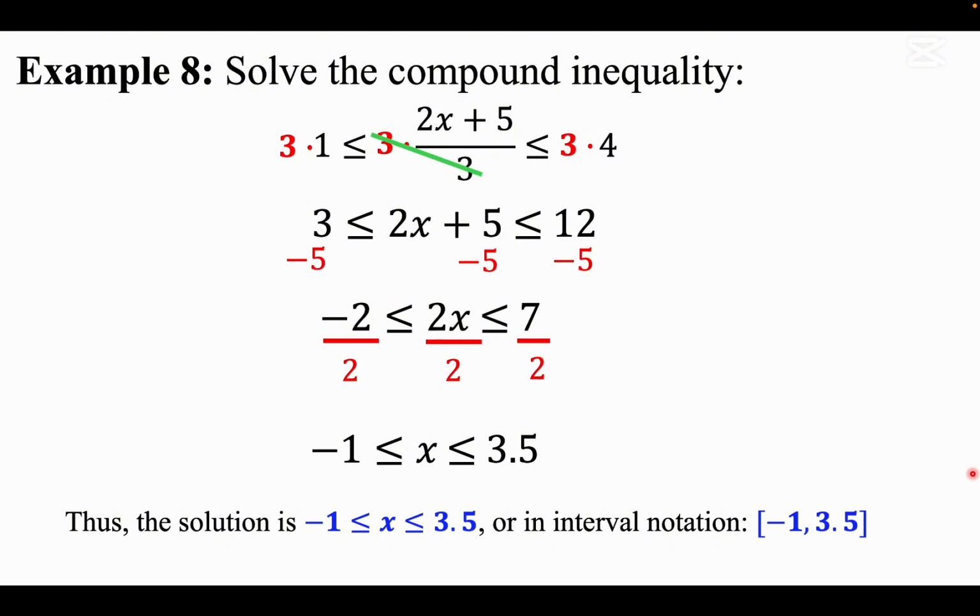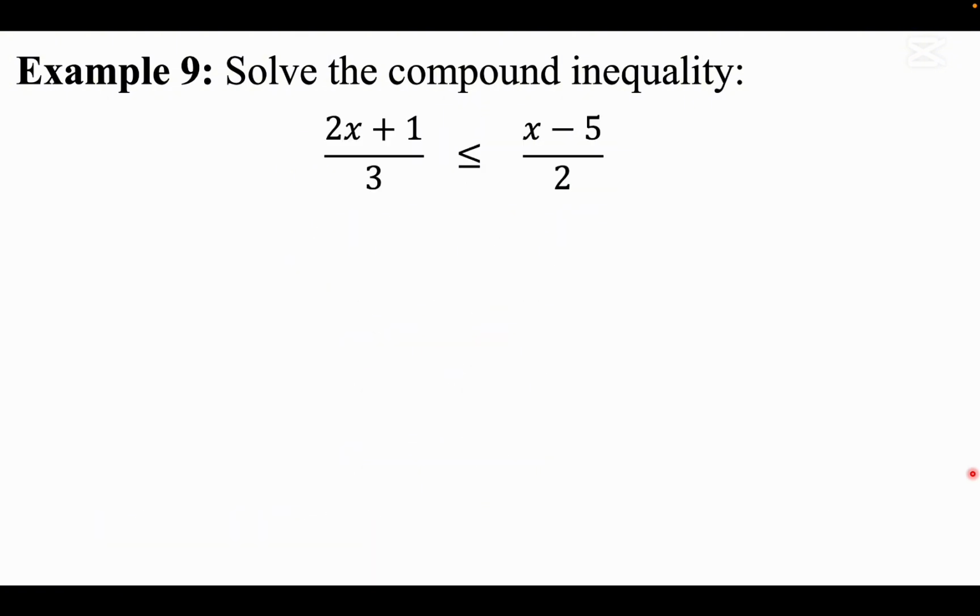And then our last example here, example 9, is what if I have this? Well, the process would be the same. Let's get rid of the fraction first. And to get rid of the fraction, you have to multiply everything by the LCD. LCD of 3 and 2 is 6. That is, both those numbers go into 6. So we're going to multiply everything by 6.